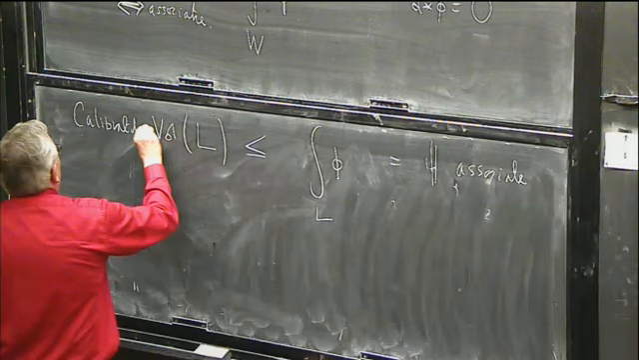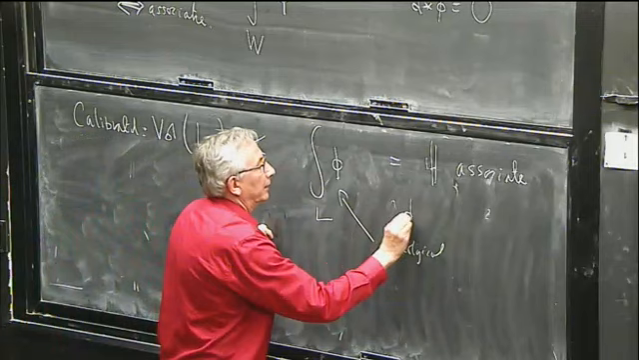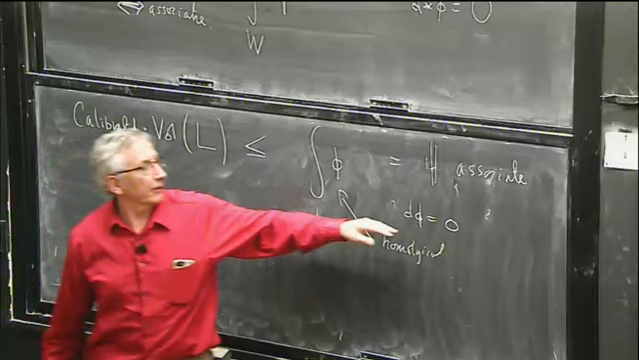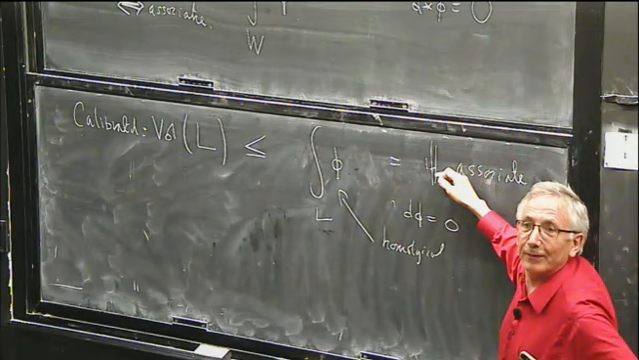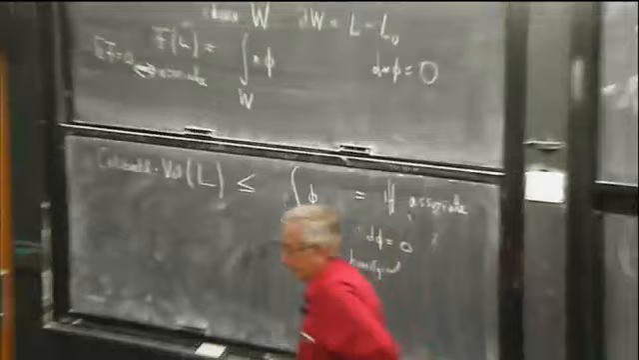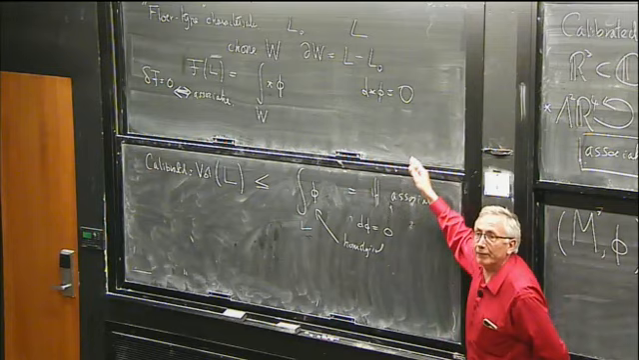On the other hand, this thing is topological or homological. Since phi is closed, this is just the pairing between the homology class of L and the cohomology class of phi, assuming everything's compact, of course. So notice that these two things use different properties: one uses the fact that d phi is zero, and the other is that d star of phi is zero. One can weaken the holonomy condition in various directions, and so one might give up one or other of these, but both of them enter.